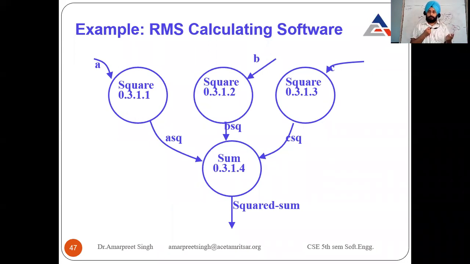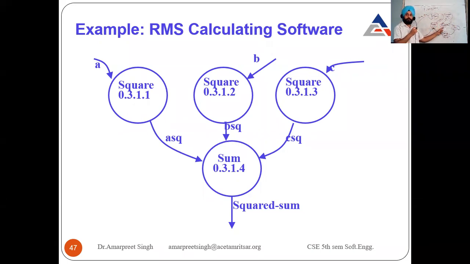Further, this can be exploded. 0.3.1 is further exploded. First it is finding the square of A, then the square of B, then the square of C, and then it is giving all of these for the summing. So this was the squared sum. It is further exploded in the diagram in front of you on the slide.